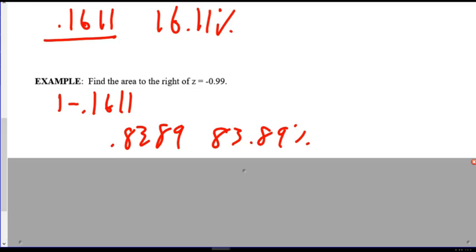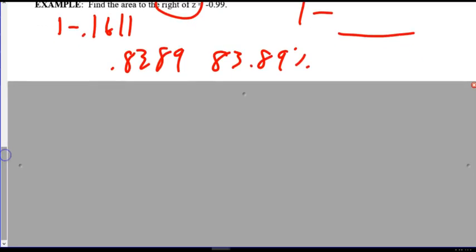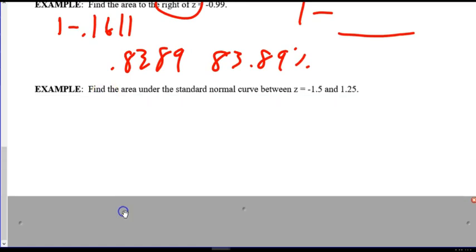Very simple. I always told my students in Algebra 2, anytime you see the word right, immediately, before you do anything, just write 1 minus to remind yourself of that next step. That way when you fill in the number here, you remember to do that. Because a lot of times you get lost in looking up a chart and come back and forget to do the subtraction. So that's a good habit to get into.